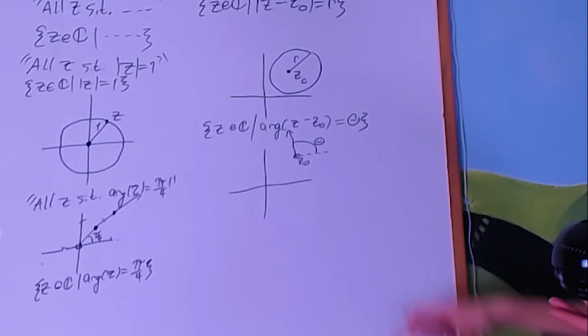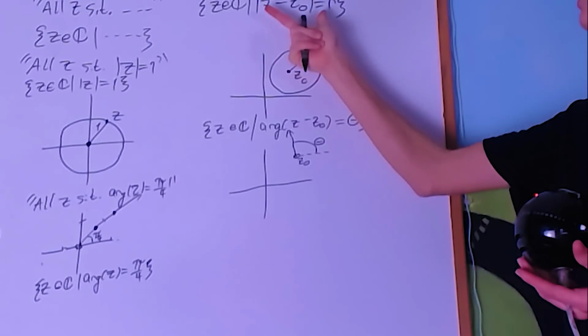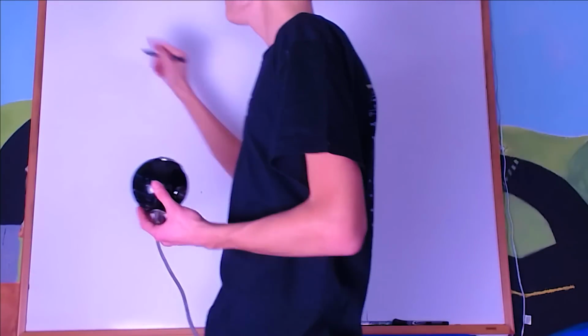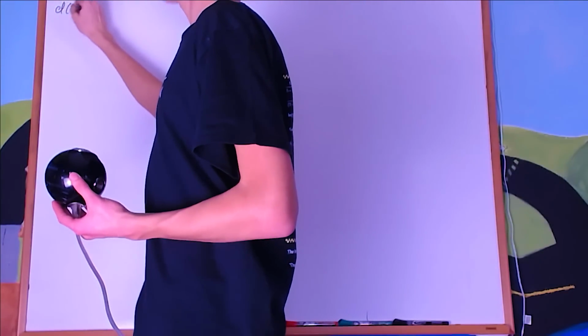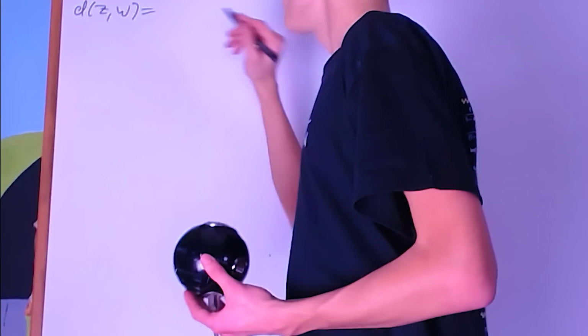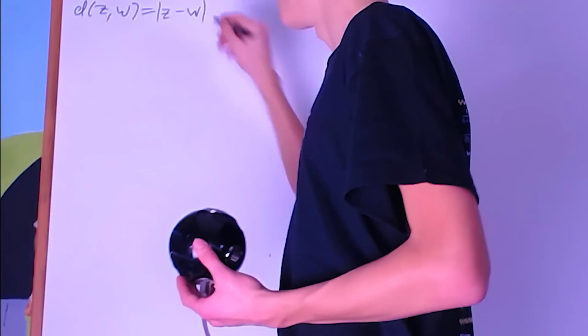Alright, now that we have these two generalizations, let's go ahead and prove a very important fact about the magnitude that I will use. Now, the magnitude can be used to define the distance between any two complex numbers, say z and w. What it simply is the magnitude of z minus w.